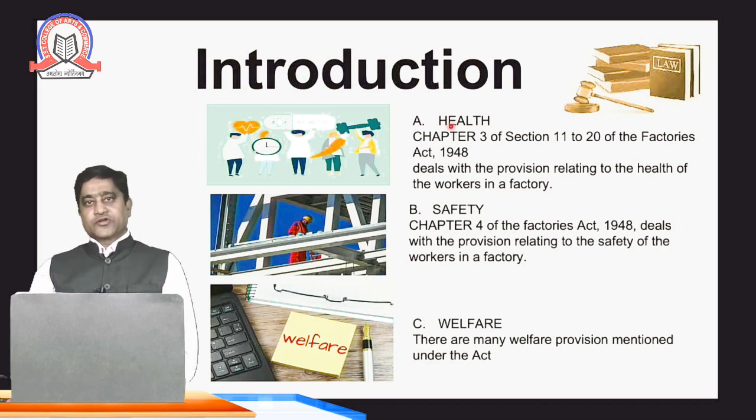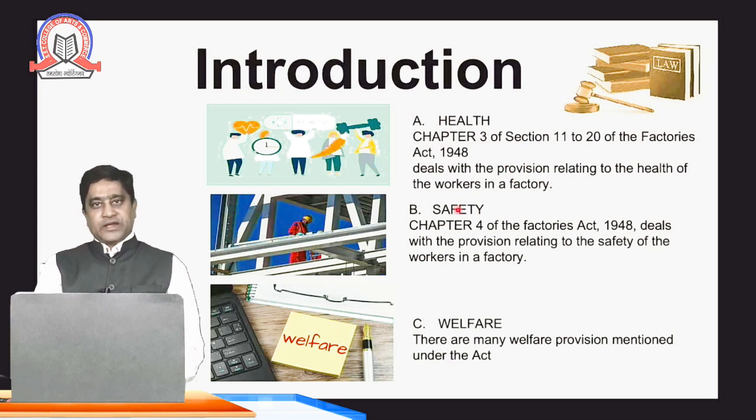Coming to the introduction part, the Factories Act has been classified into three parts: health, safety of the workers, and welfare activities of the workers. Under health, Chapter 3, which deals with Section 11 to Section 20 of the Factories Act, provides that the health of the workers should be kept to the particular standards mentioned, and deals with the provisions related to the health of the workers in a factory.